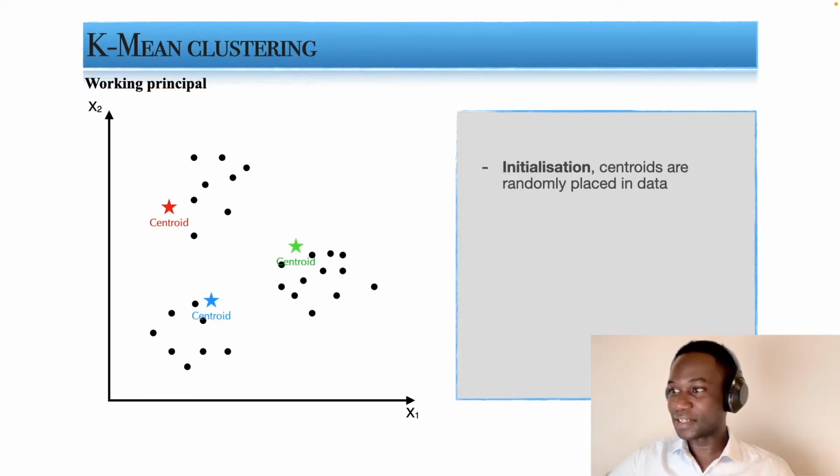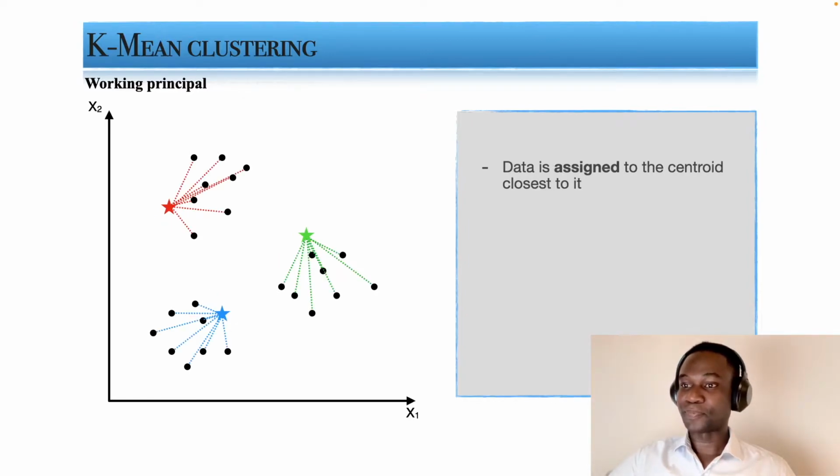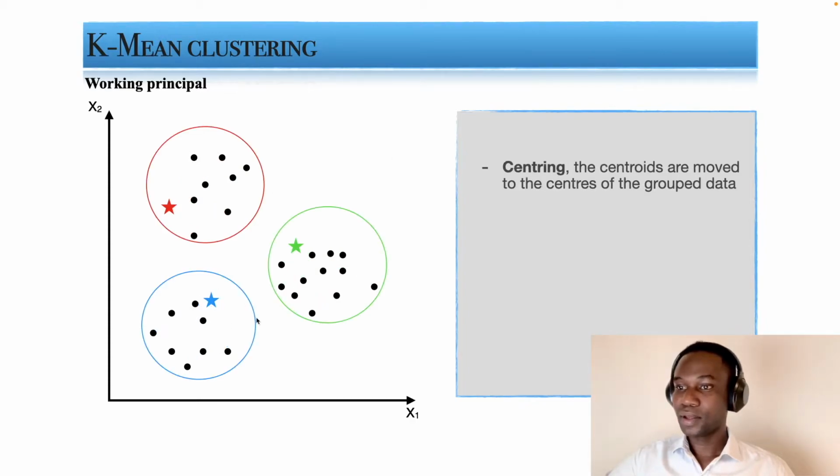Since we know that the data contains three main groups, we begin with the initialization process, which involves just positioning these three centroids in our dataset. Then after that, we assign each data point to the centroid that's closest to it, as you can see in this image. Then we group this data, and we basically just move the centroid to the center of each group that we've created.